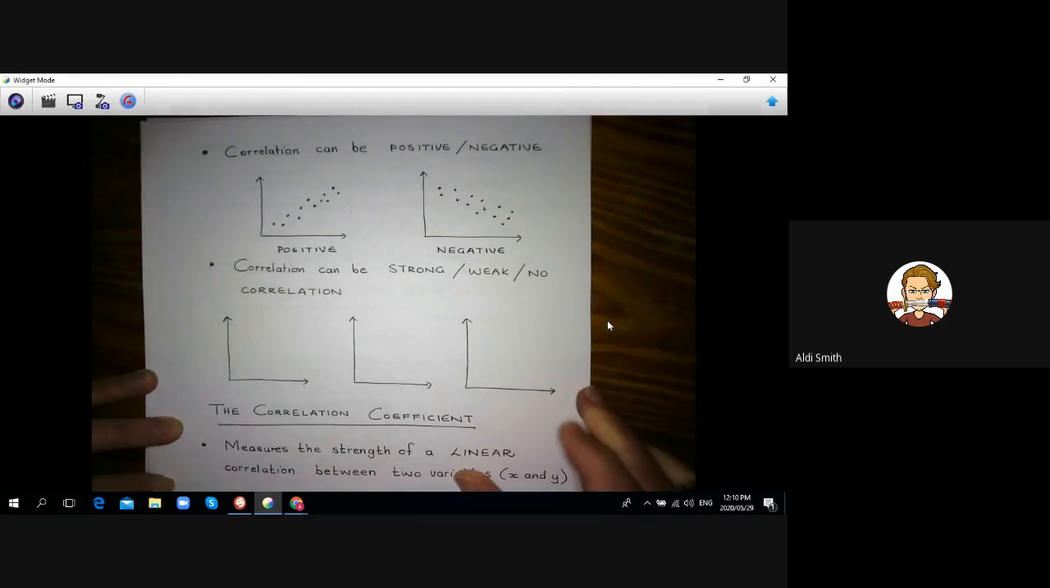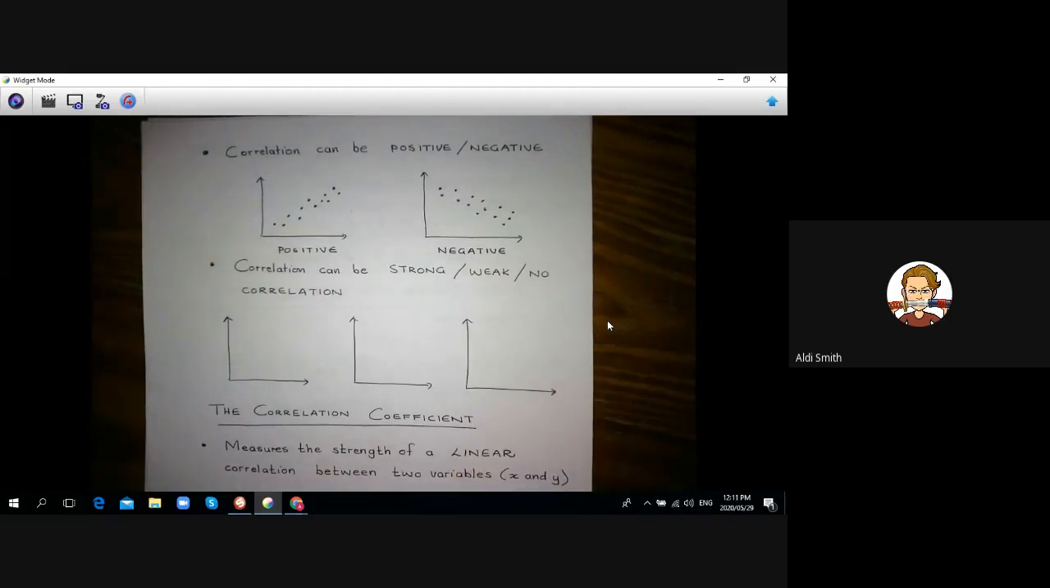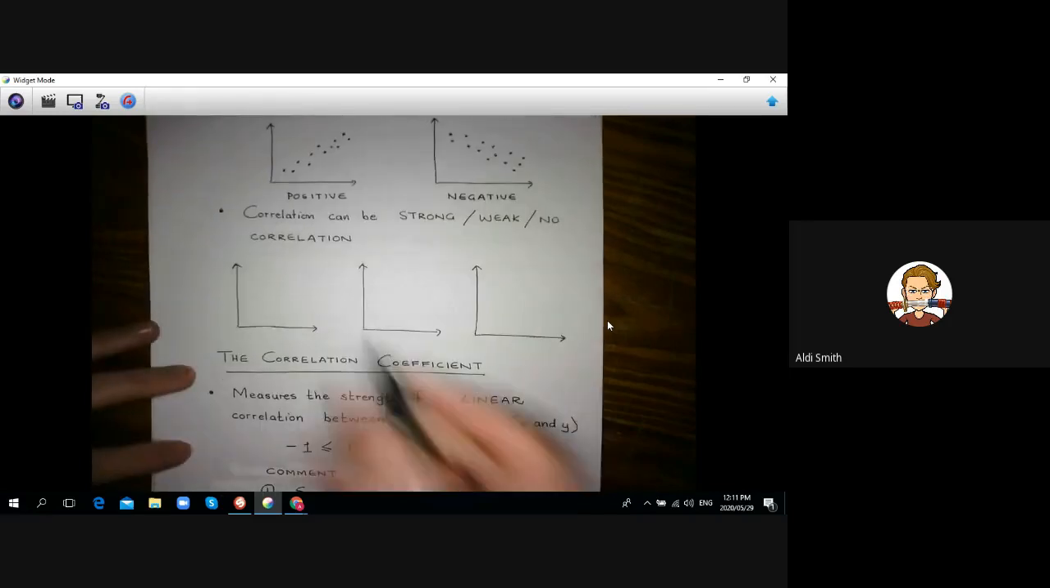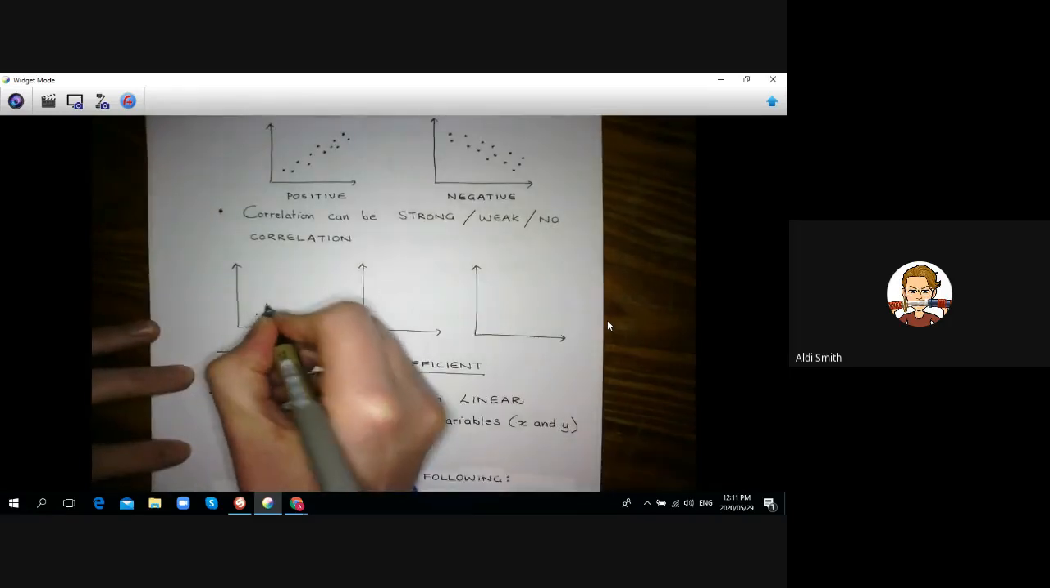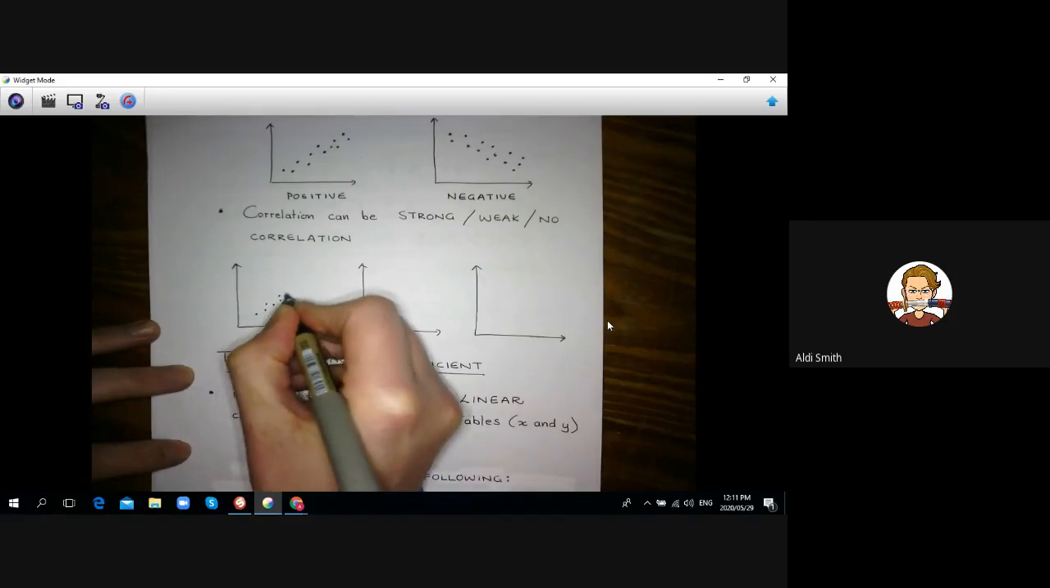There we go. Okay. Then correlations can also have a certain strength associated with them. So a correlation can be strong, it can be weak, or there could potentially be absolutely no correlation, depending on how closely these dots are together. So a strong correlation means the dots are actually fairly close to being on the same straight line.